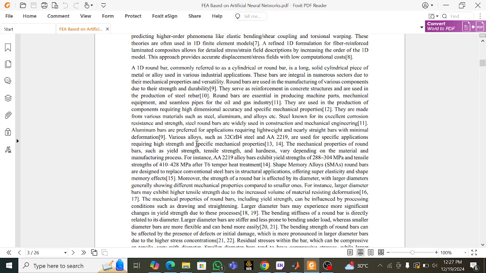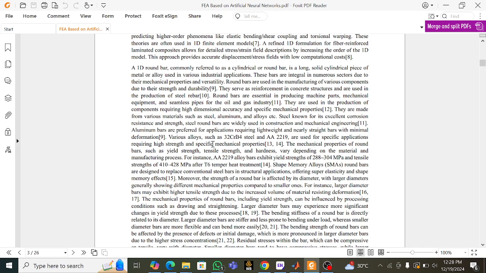As I explained here, they are made from various materials such as steel, aluminum, and alloys. Steel is known for excellent corrosion resilience and strength. Steel round bars are widely used in construction and mechanical engineering. I mention here that the bar is made of steel, aluminum, alloys, etc. Then a little bit about the steel and a little bit about the aluminum: how we use them, why I use steel, why use aluminum, why use the alloys.